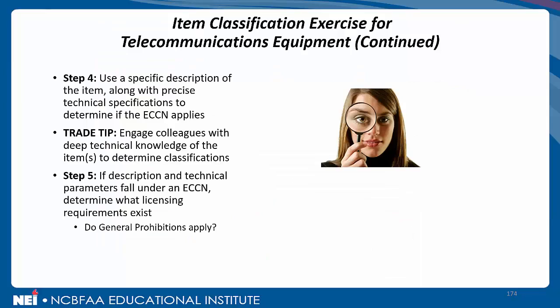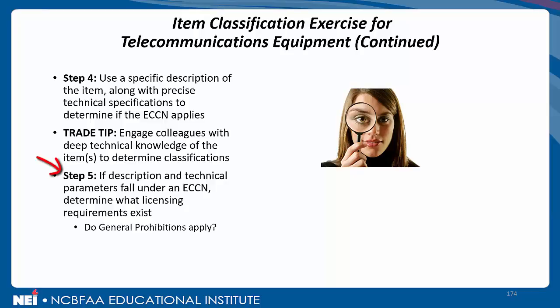Let's move on to step 4. As we see in our first bullet point, step 4 involves using a specific description of the item along with precise technical specifications to determine if the ECCN applies. As a trade tip, and we mentioned this briefly but want to reiterate, we want to engage colleagues with deep technical knowledge of the item or items to determine the proper classifications. ECCNs are very much about technical parameters of a given item. So if we're a layperson, and oftentimes logistics people or trade compliance people are non-technical types, you have to engage colleagues that have a specific and deep knowledge of the technical parameters of the item in question. That's a good trade tip to use.